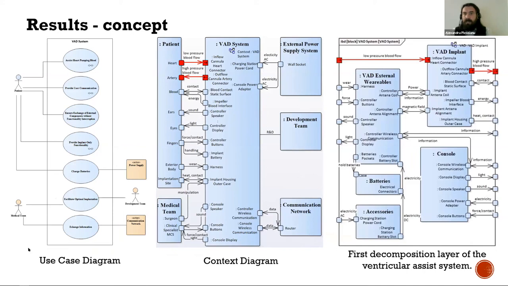As a result, on the left side, we can see the use case diagram where the actors were defined and also the use cases that they request or contribute to. In the middle, we have the context diagram where interfaces were defined and what properties are exchanged within those interfaces. And on the right, we have the first layer of decomposition with the white box of the system.